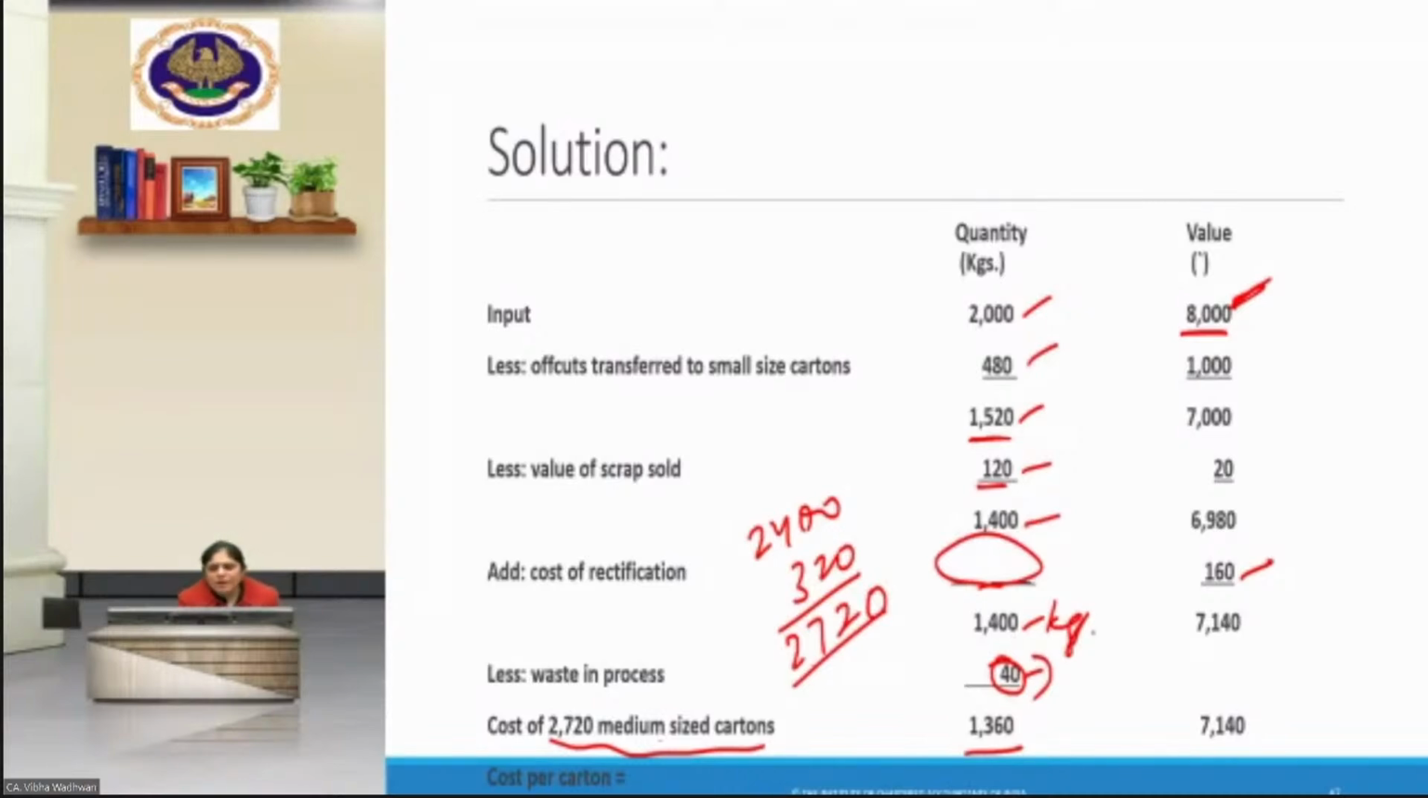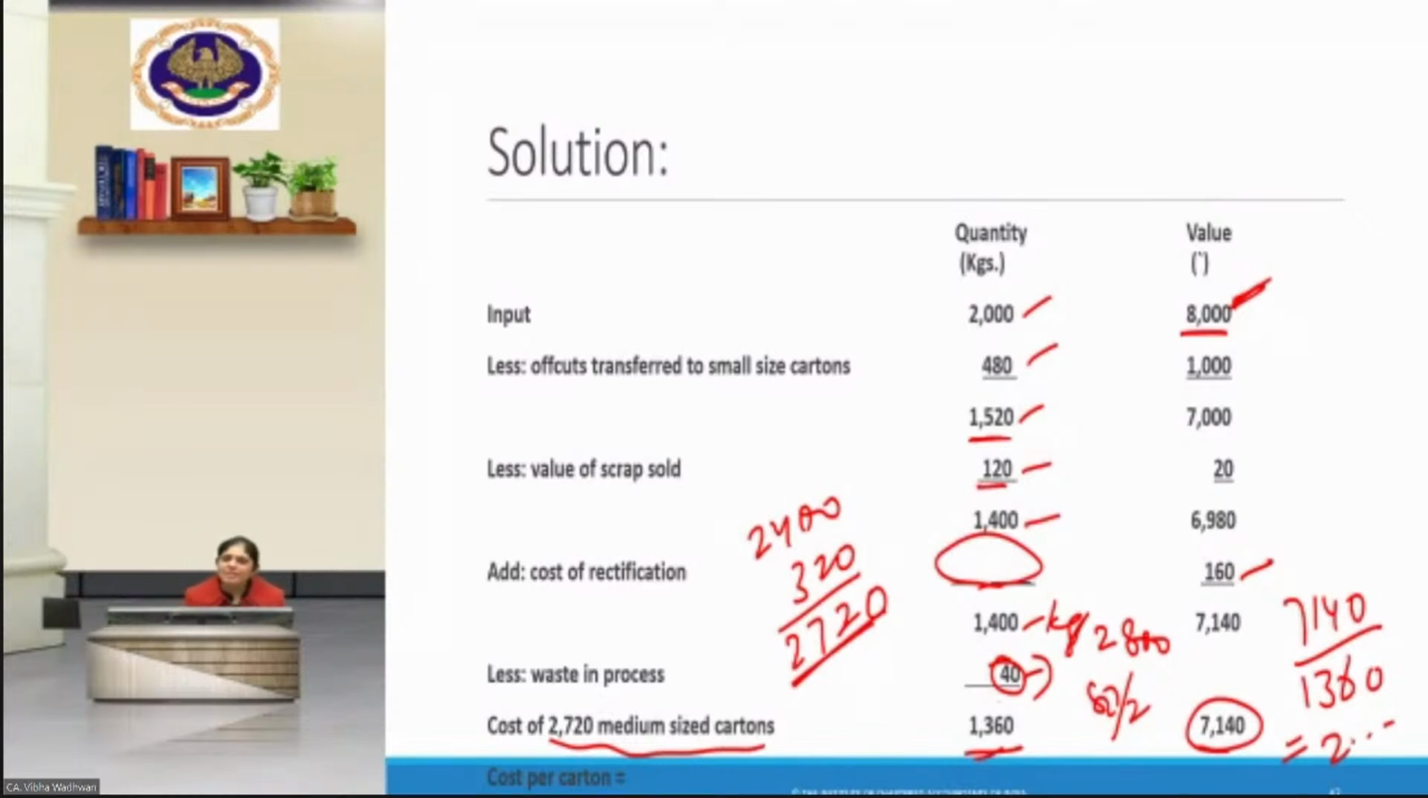1,400 means 2,800 medium size cartons should be used, but we have used only 2,720. So 80 are left. 80 divided by 2, so 40 must be a waste. So this is the units and this is the cost. So cost per medium size carton is 7,140 divided by 1,360. So 2 point something it will come out to be. So this is the cost per medium size carton we have calculated. All right. So this is how it goes.